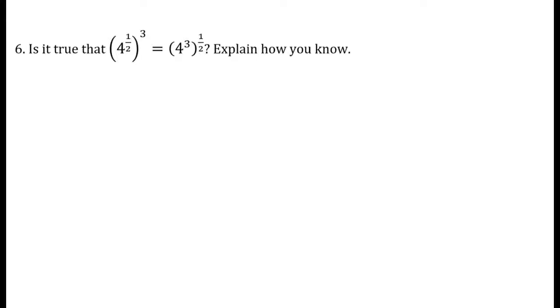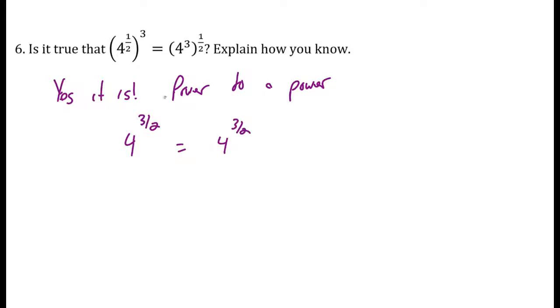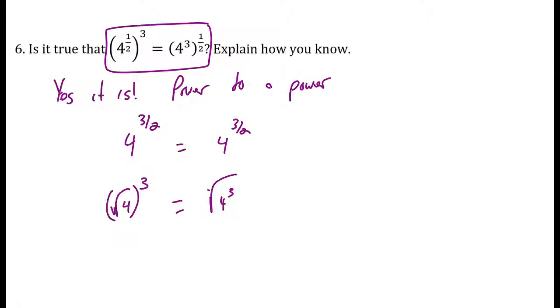Is it true that 4 to the 1/2 cubed equals 4 cubed to the 1/2? Explain how you know. Yes, it is. Power to a power tells us to multiply. Power to a power says I have 4 to the 3/2 and 4 to the 3/2. So they are equivalent. What this tells me is the square root of 4 cubed is the same thing as the square root of 4 cubed. I can square root first, or I could cube first. It doesn't matter the order, because I have that property of exponents saving me.